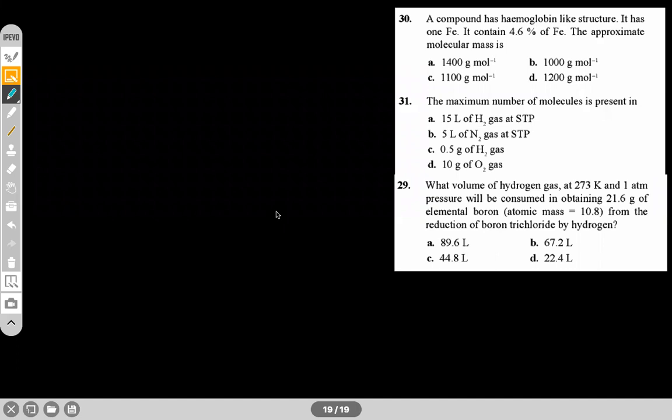Thirtieth one is B. Shashwat is getting it. 31st is B. Yes, if you got 1217, then the approximate answer will be option D. The closest one is D, so the answer will be D.